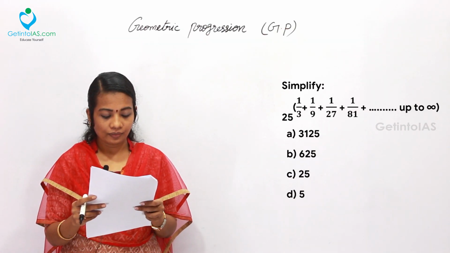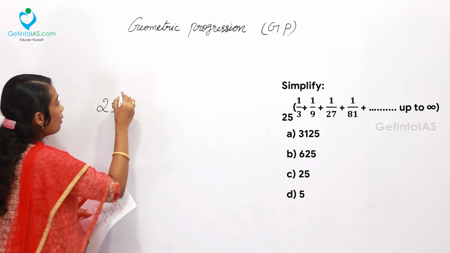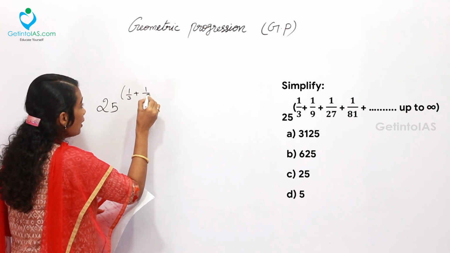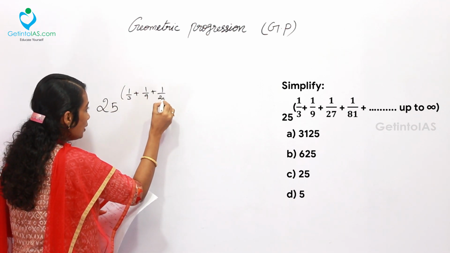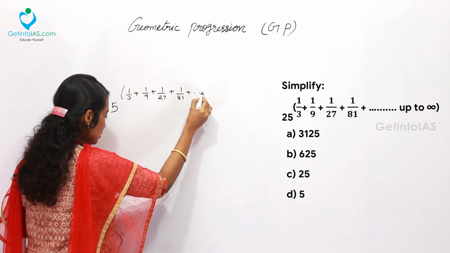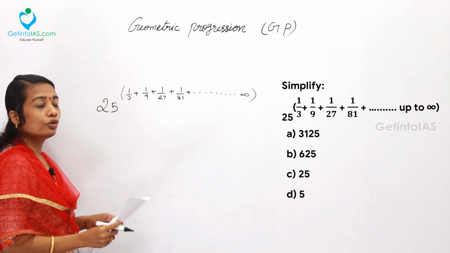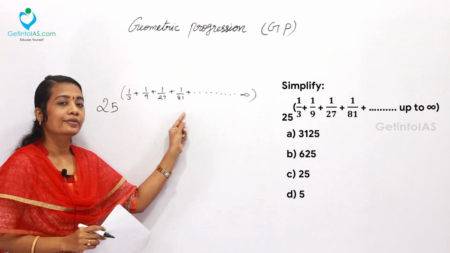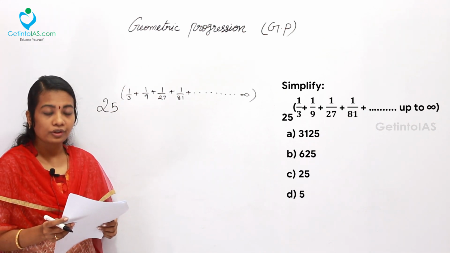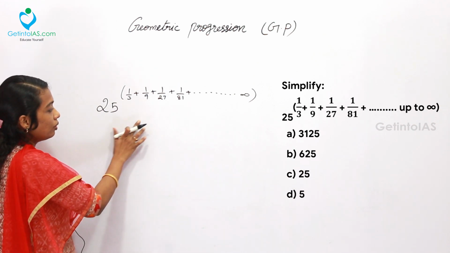The next question: simplify 25 to the power of 1 by 3 plus 1 by 9 plus 1 by 27 plus 1 by 81 plus up to infinity. Here you will have to solve these powers at first, then you can come to the base value. In front of you, 4 different options are given. So let's solve how to make this.